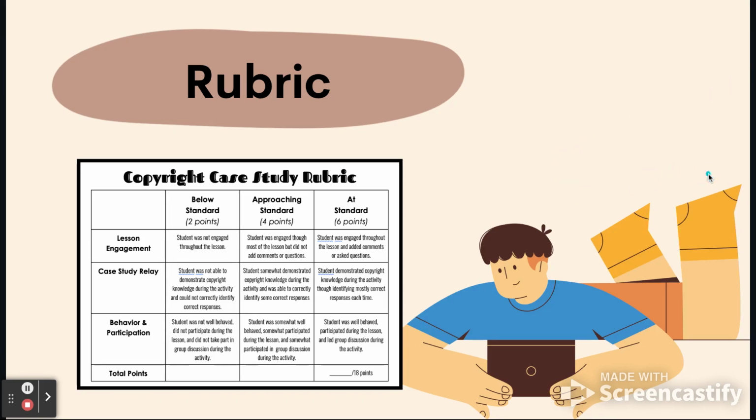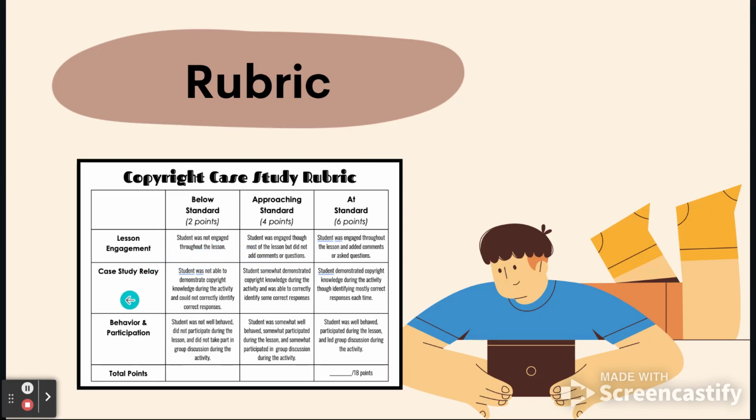It's the Copyright Case Study Rubric. And it has 3 different categories: at standard, approaching standard, and below standard. So I could grade my students on lesson engagement. Student was engaged throughout the lesson. They added comments and asked questions. Or student was engaged through most of the lesson, or the student was not engaged.